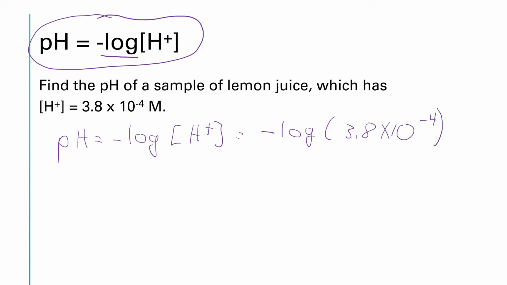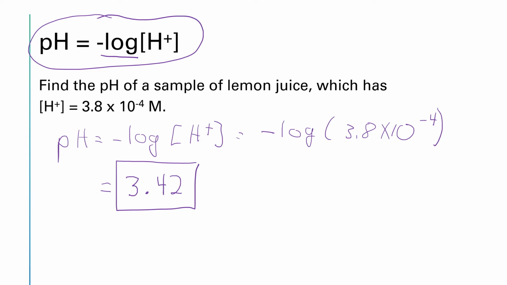Now in a graphing calculator, you're probably going to type this in pretty much as written left to right. On my scientific calculator, I'm going to start by putting in the number in scientific notation. Now I'm going to hit log to take the log of that, and then I'm going to hit the change sign key since there's that negative at the start of the equation, and it gives me a pH of 3.42.